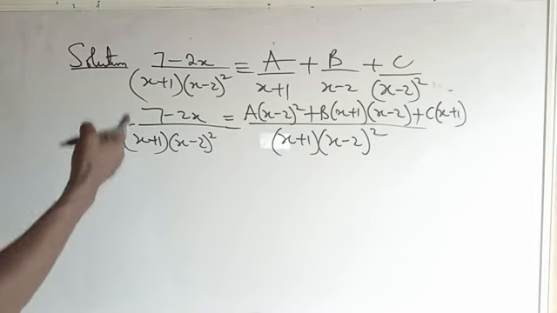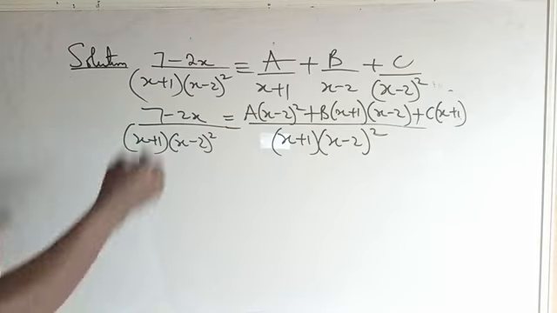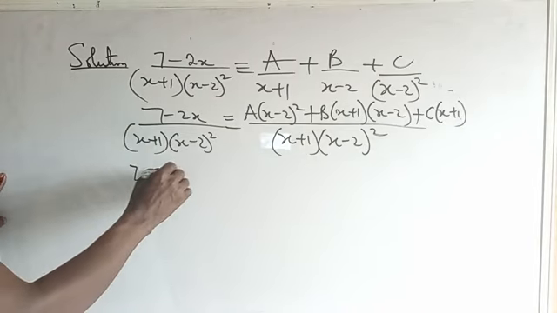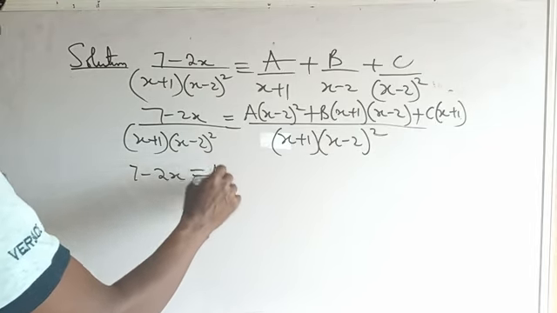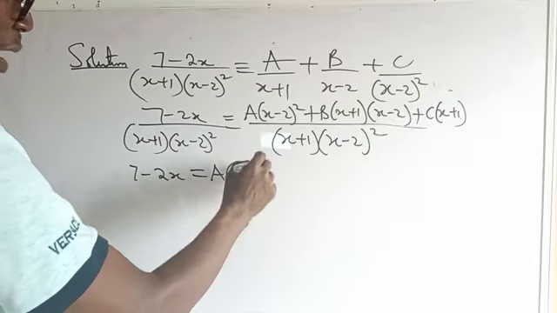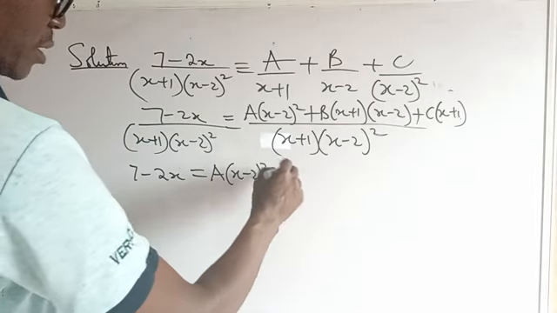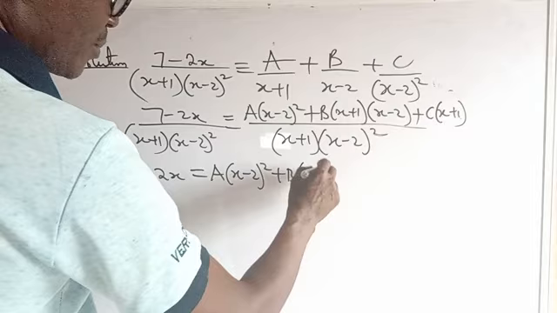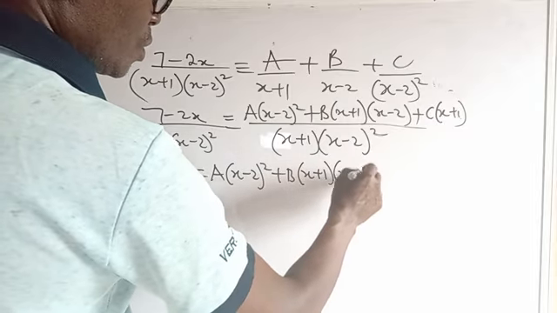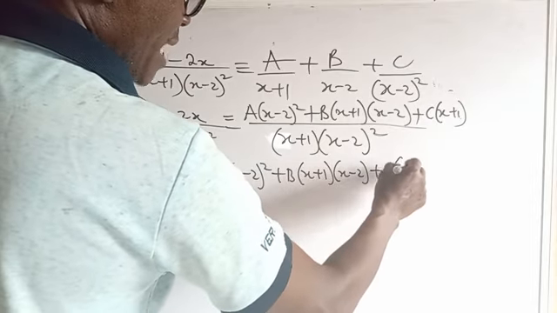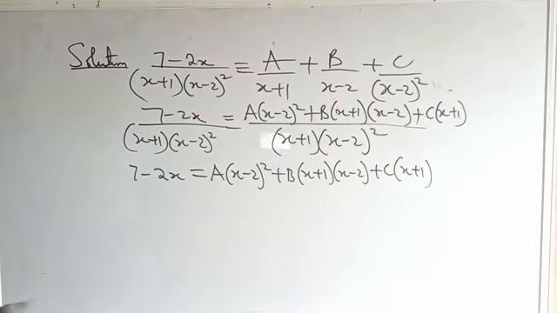Now our target is what? The numerator. So we take the numerator from both sides. 7 minus 2x is equal to what? A into x minus 2 all squared, plus B into x plus 1, x minus 2, plus C into x plus 1. Now we can use cover up method to make it faster.